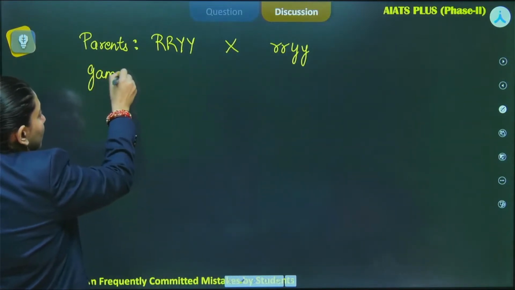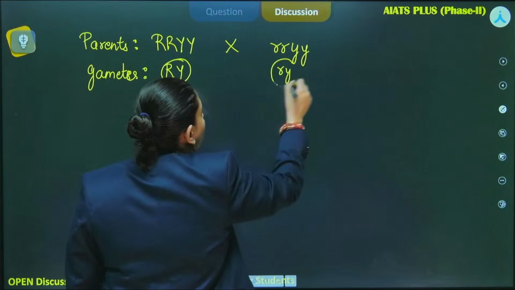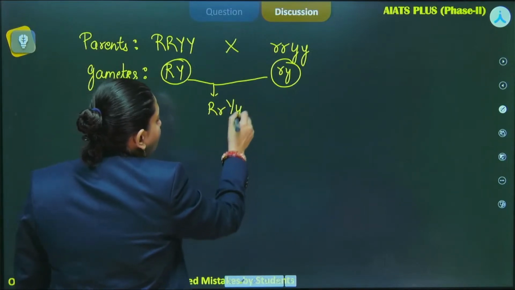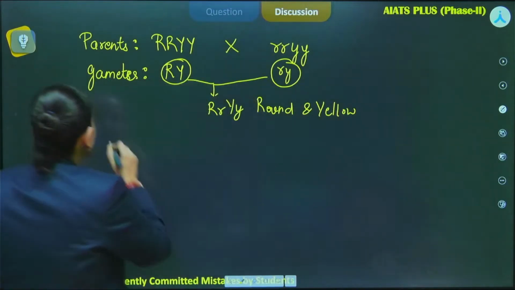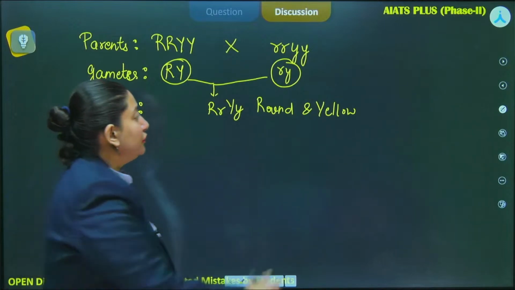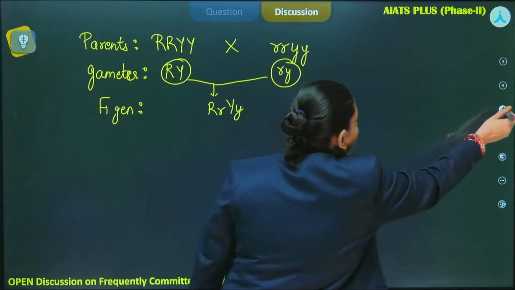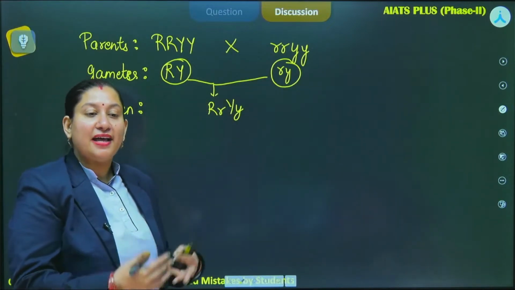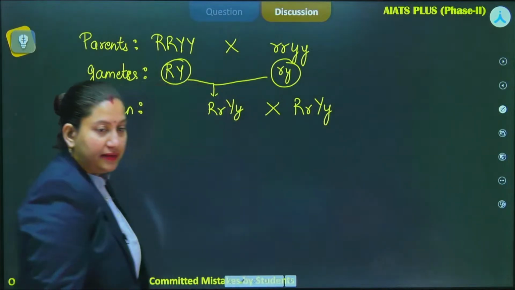Now when we talk about the gametes they are going to form, it will be capital RY, and over here it will be small ry. And the F1 we are going to yield from them would be capital R, small r, capital Y, small y, having round and yellow seeds. This is the F1 generation. Now, in order to yield the F2 generation, we know that we have to perform selfing, the self cross, which simply means that you have to cross the particular individual with an individual having a similar genotype. So we are going to cross them with capital R, small r, capital Y, small y.